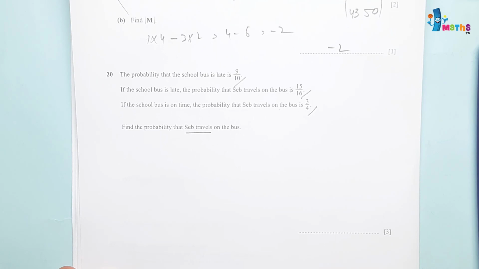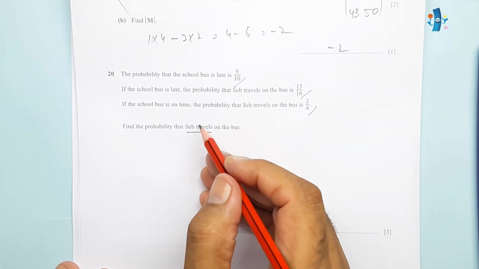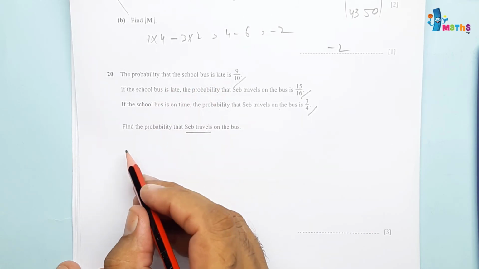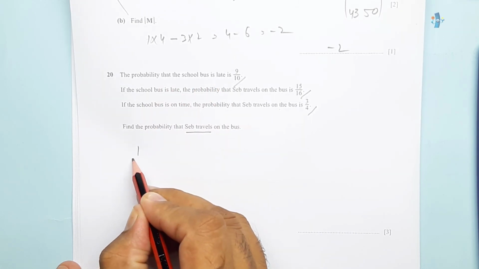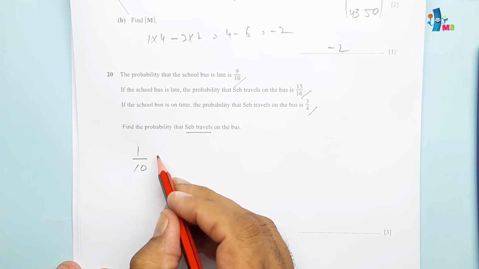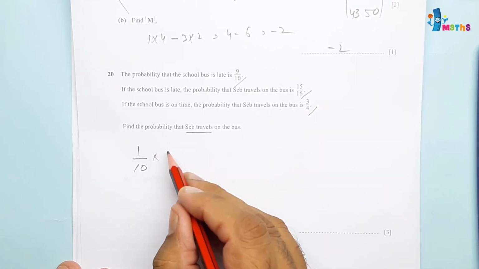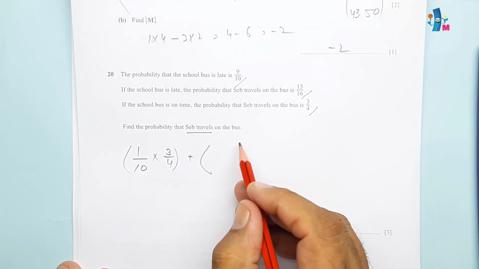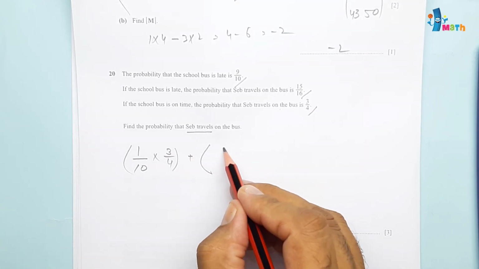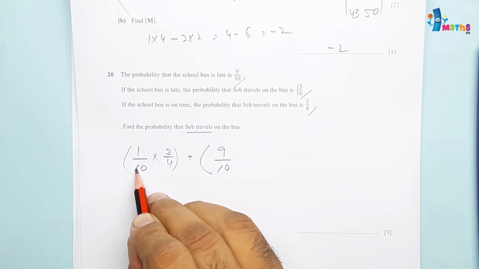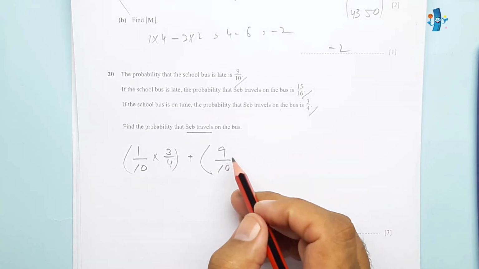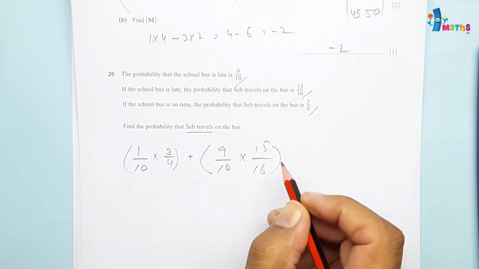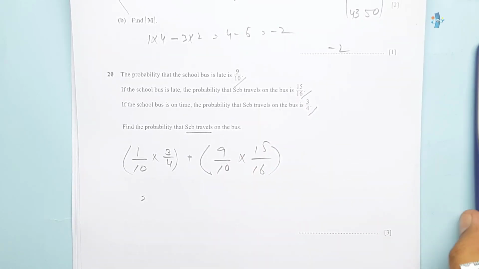Travels on the bus, first of all, the bus should not be late. Not late will be this one, and going to the bus will be 3 by 4. So this multiplied by this. And second is 9 by 10, that the bus is late. This is the bus is not late, and this probability, and late, and this probability. So this will be 15 over 16. So we'll take both the options and then simplify.